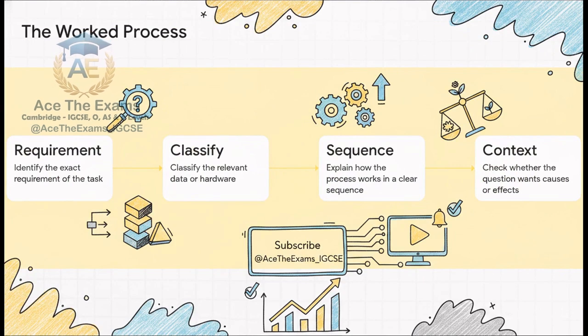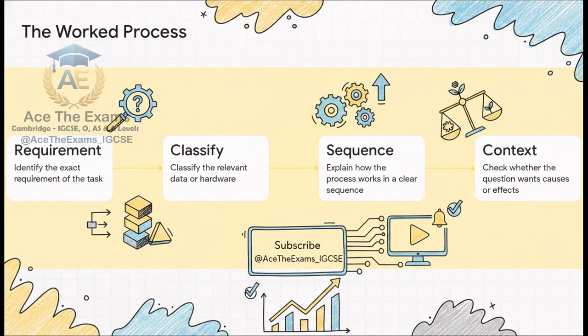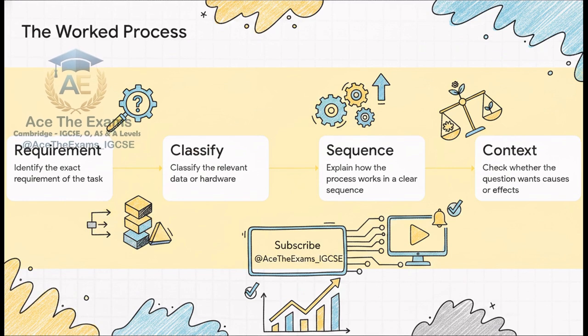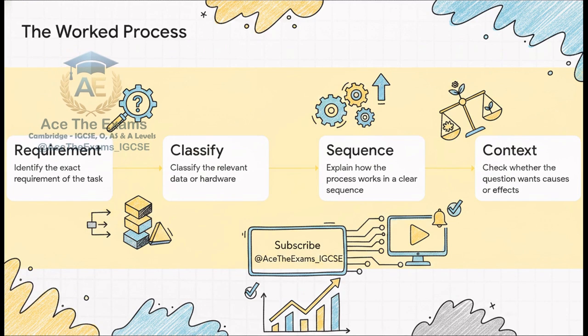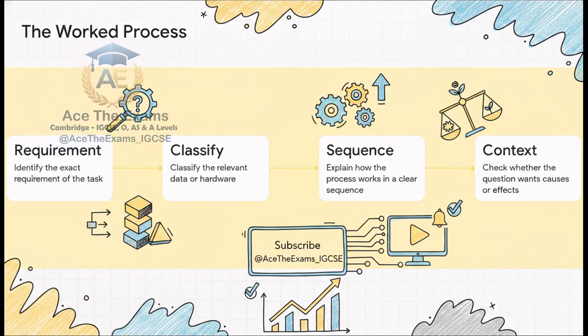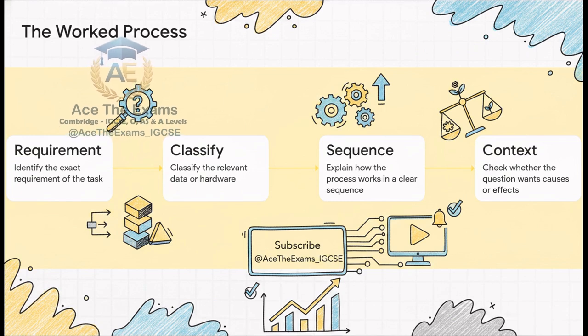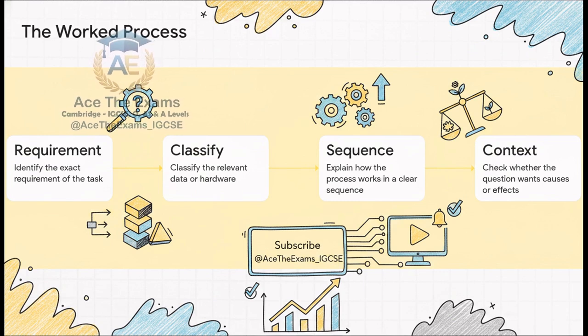So how do we systematically rewrite a flawed answer into a perfect one? You follow these 4 steps: identify the requirement, classify the data, explain the sequence, and check the context. You always need to check whether the question wants causes, effects, advantages, or design decisions. By systematically applying these 4 steps, you anchor your explanation to the exact details provided by the examiner.